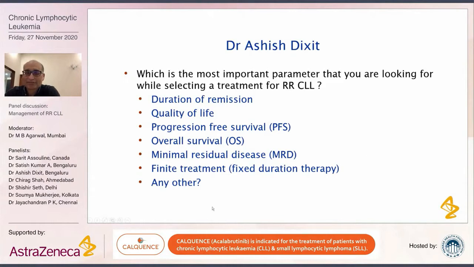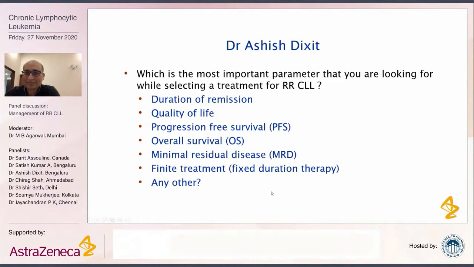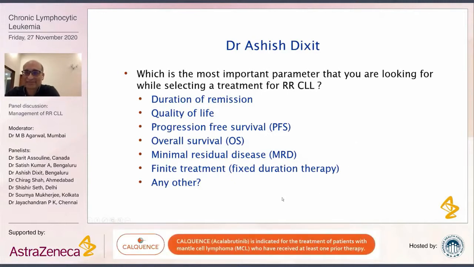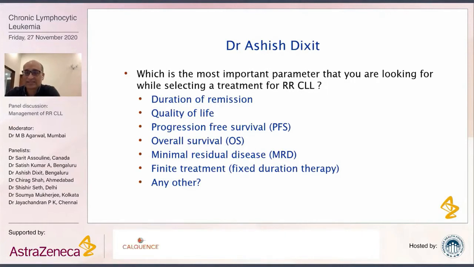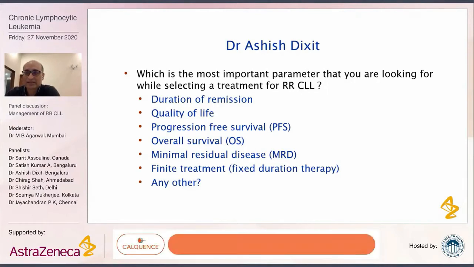It's a tough one because we are looking at all these parameters when we are selecting an agent for relapsed refractory CLL. If you ask me for a single parameter to select out of these, then the duration of remission most of the time will be able to guide us with therapy and will be able to tell us about the nature of the disease. If the period of remission has not been very long for the previous therapy, then in any case it is looking like a more aggressive disease.